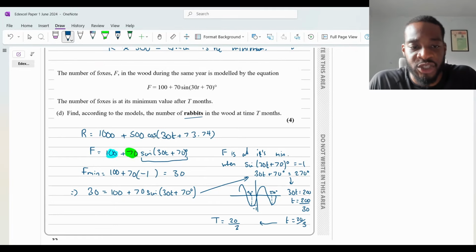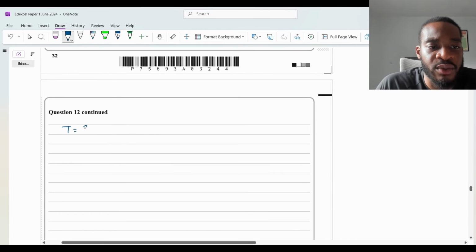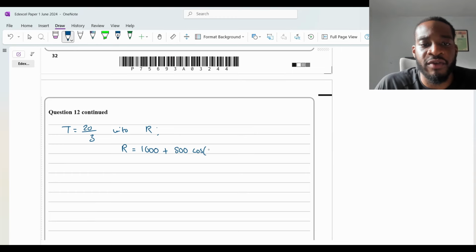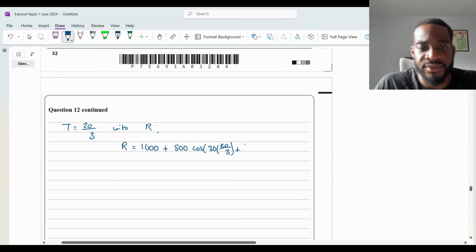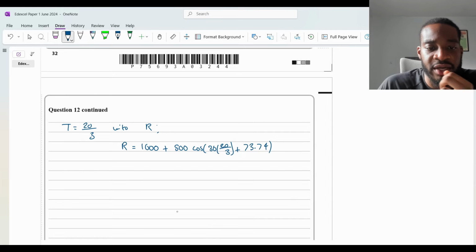So that's pretty much it. I'll do that here. So T equals 20 over 3 into R. That is going to be R is equal to, I've done this model so many times, 1000 plus 500 cosine of 30, and then T is 20 over 3, plus 73.74. So you're just going to put that into the calculator, so I'll put it in and see what we get.